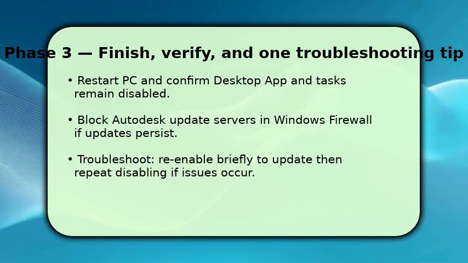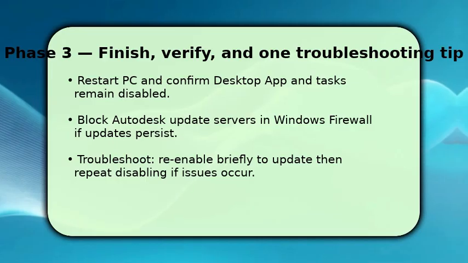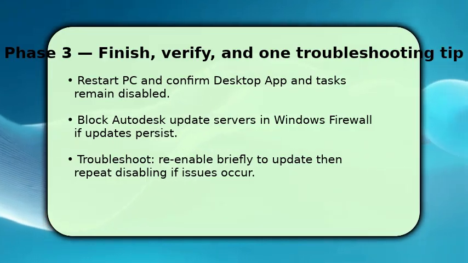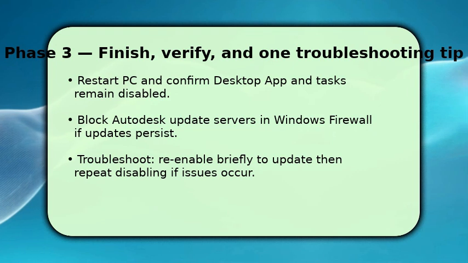If updates still appear, create a Windows Firewall outbound rule blocking known Autodesk update executables or domains so the program cannot fetch updates. If something breaks, one key troubleshooting step is to re-enable the desktop app temporarily, install the required update manually, then reapply the disable steps. This resolves.